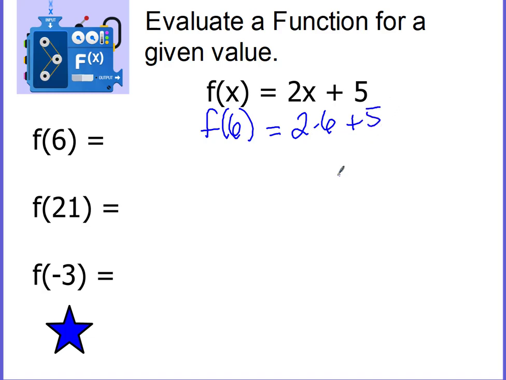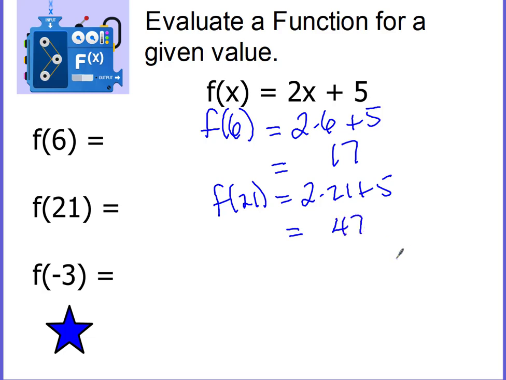And then we evaluate just like we did with expressions. So 2 times 6 is 12 plus 5 gives us 17. If we have f of 21, well, that just means I'm going to take the 21 and plug it into the x. So in this one, it's 2 times 21 plus 5. So that gives us 2 times 21 is 42, plus 5 gives us 47.